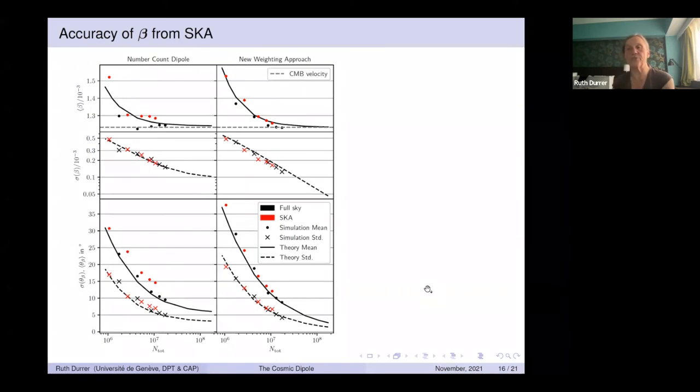Here, the same plot for SKA. If we only use the number count dipole, or if we use the weighted approach, here with the number count dipole included, we also get a relatively good result. The reason for that is that the intrinsic dipole here is twice smaller. Therefore, the improvement is not as significant, but it would be more significant if we had more objects. We see this, for example, for the direction error. Roughly at 3 times 10 to the 7, the error in the weighted approach gets better than in the number count dipole.